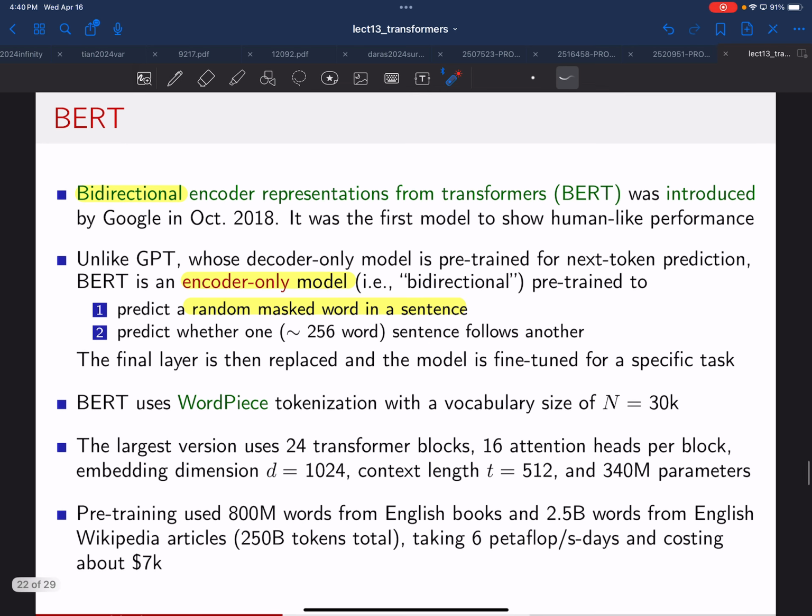Okay, so that's BERT. And BERT is actually still used today. It's still referred to a lot. It's still a pretty famous model. Okay, any questions? All right.